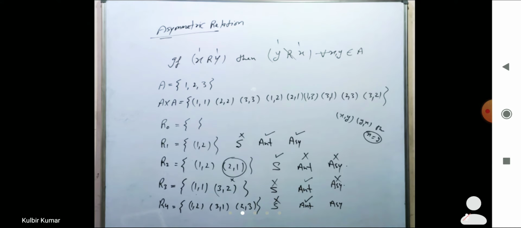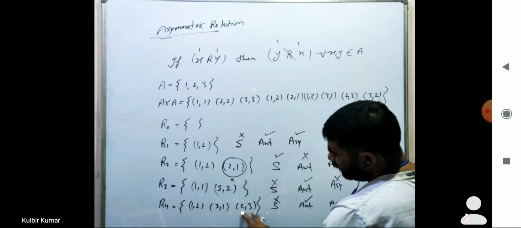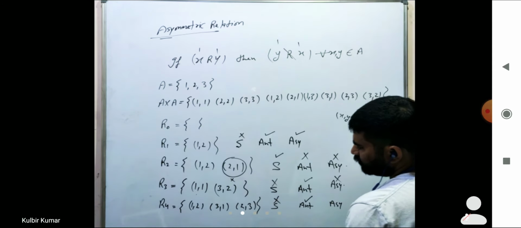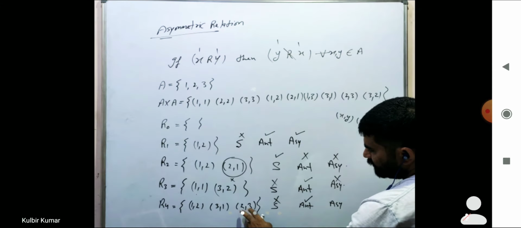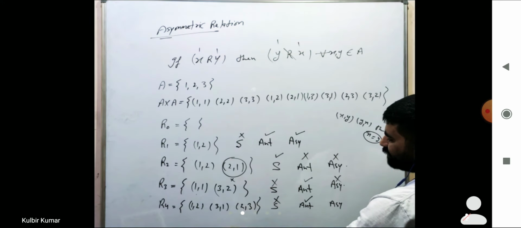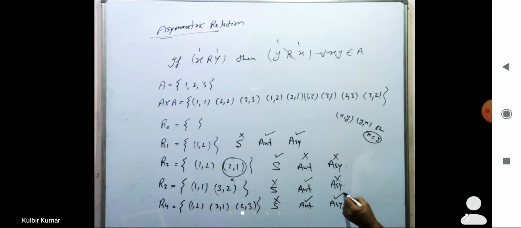What about asymmetric? So in case of 1, 2, then 2, 1 is not allowed. So 2, 1 is not there. If it is 3, 1, then 1, 3 is not allowed. So it is not there. And if it is 2, 3, then 3, 2 is not allowed. So it is not there. So finally what we can say, it is asymmetric. So this relation is asymmetric.